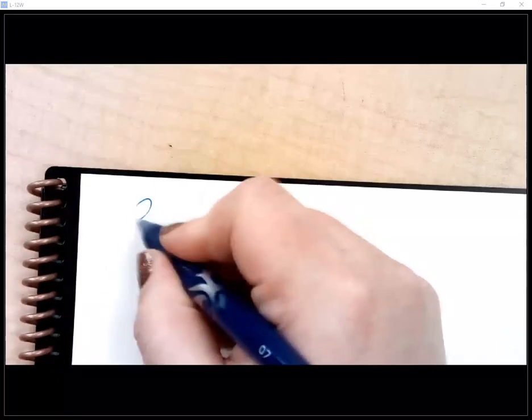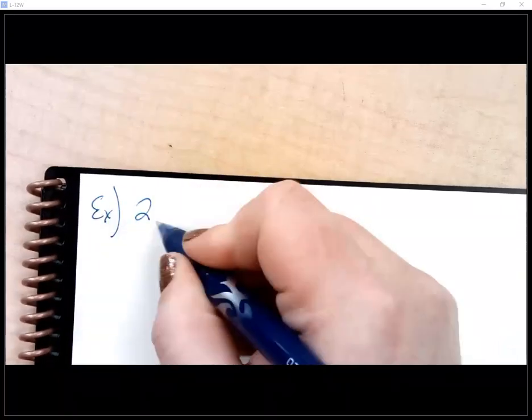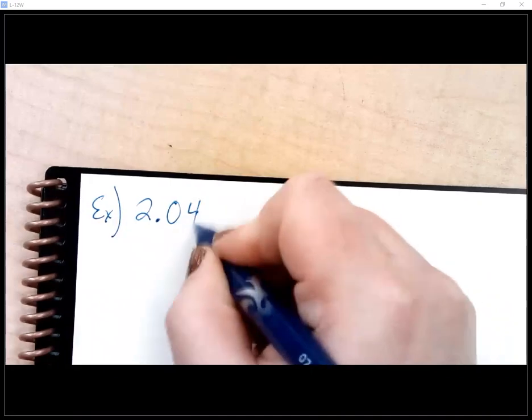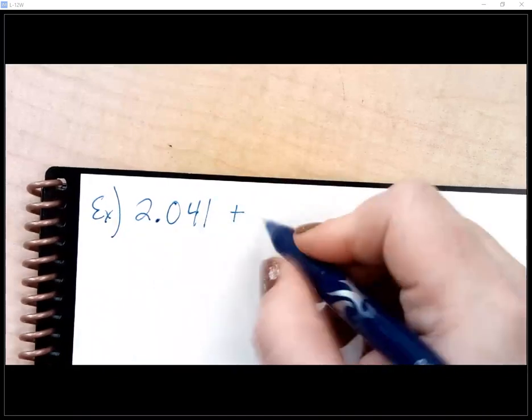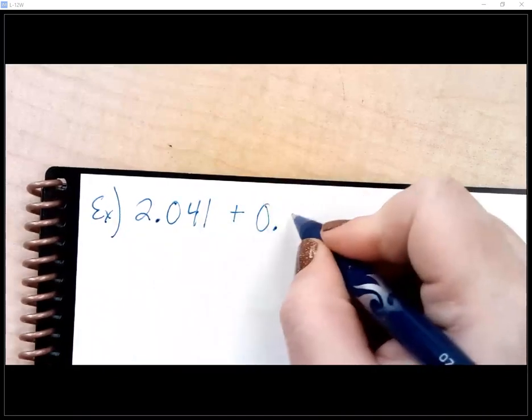Okay, let's do an addition one. Let's do 2.041 plus 0.53.